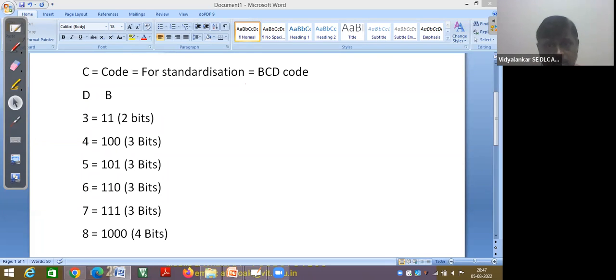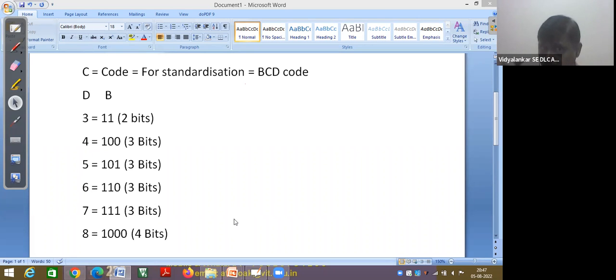There is one question. What is the purpose of standardization? Let me answer it. Once again, I will take this example which is visible. If you observe, every digit in decimal number requires different number of bits. For 3, I need 2 bits. For 4, 5, 6, 7, I need 3 bits. For 8, I need 4 bits.